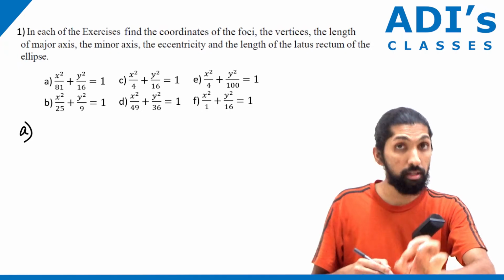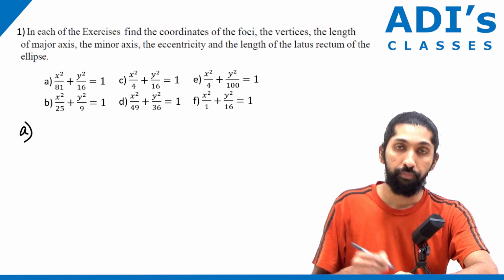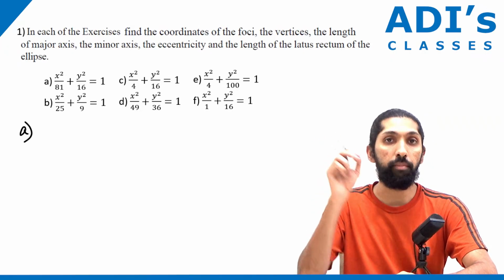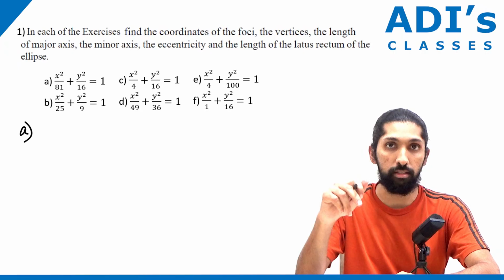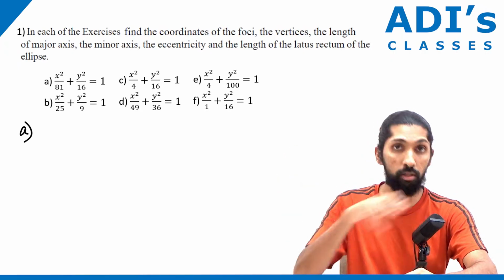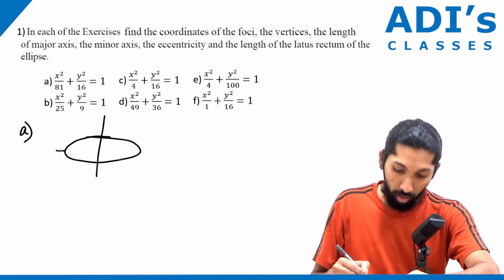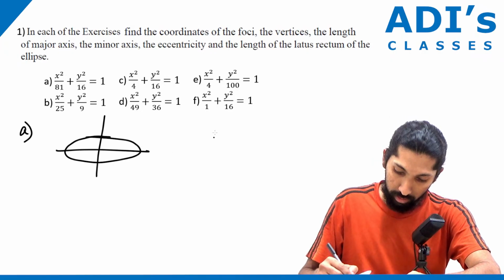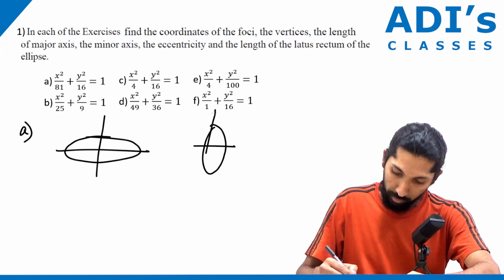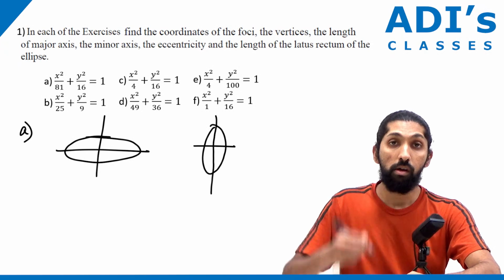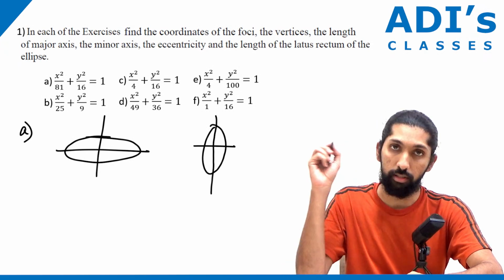Now, the first thing I want you to understand is how the ellipse looks. In the sense, is the major axis the x-axis or the y-axis? Is it a horizontal ellipse, something like this, or is the ellipse something like this? Oh, sorry, something like this. This is the first thing you need to understand.